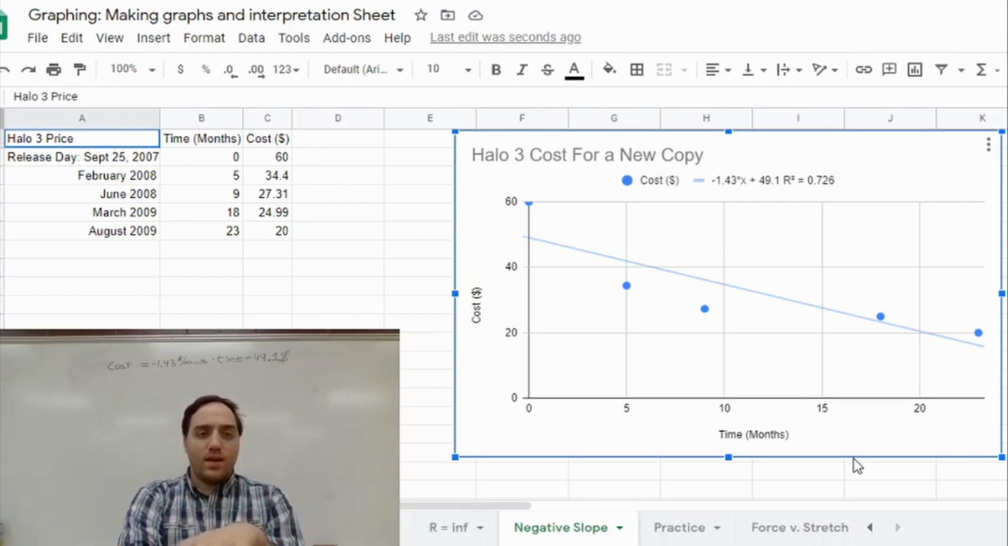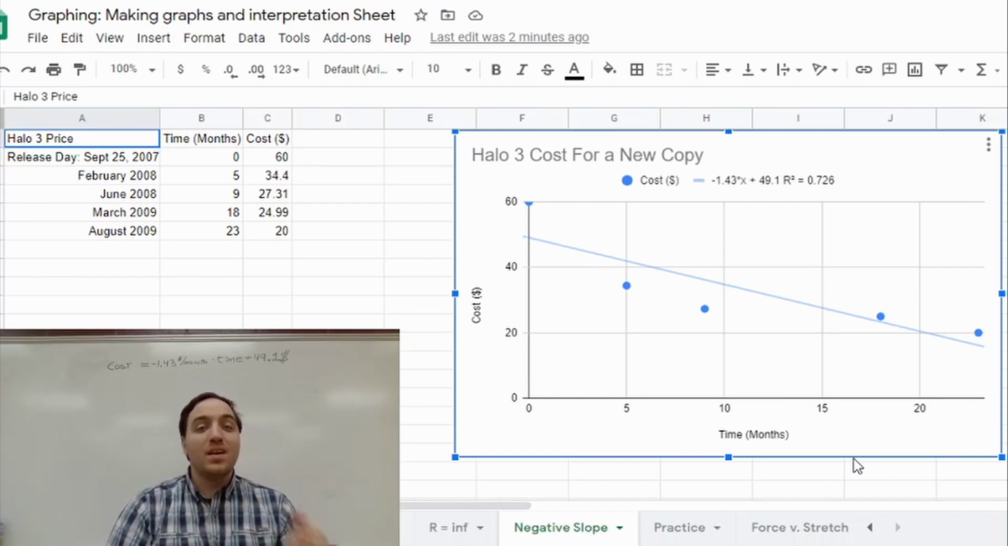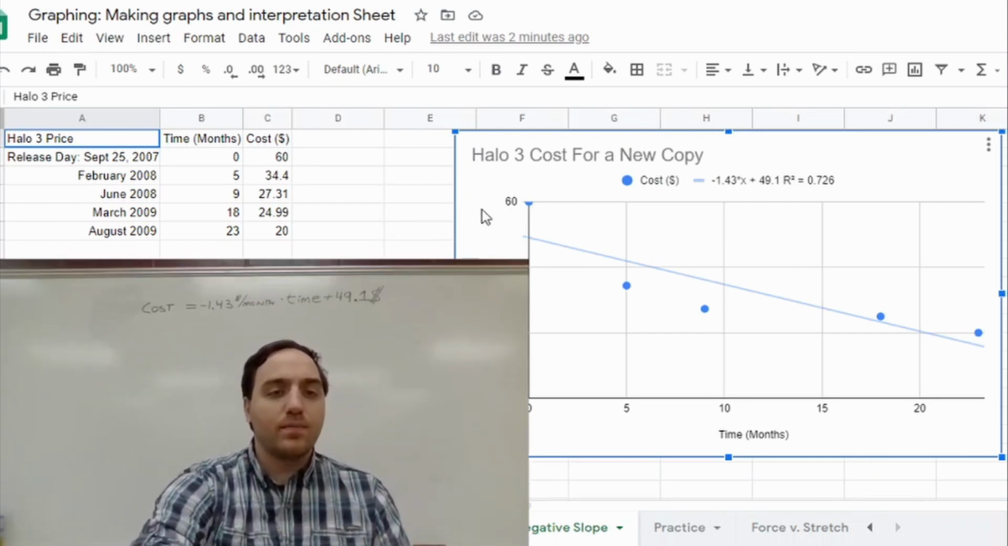We've taken this graph already, and we've already said, okay, well, instead of y, we're going to say it's the cost. Instead of x, we're going to say it's the time. We're going to keep the 1.43, put the units on it. We're going to take the 49.1, put some units on it. And we get the equation that's on the board behind me.